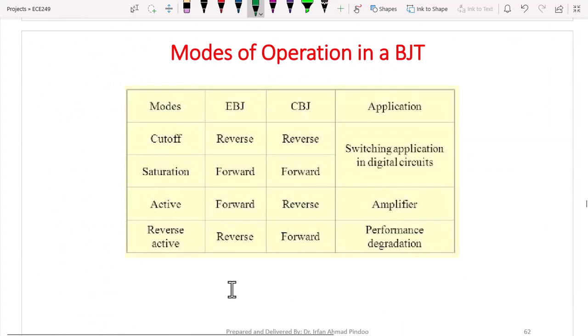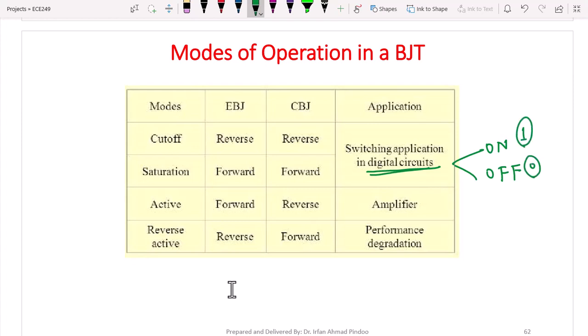Then regarding the modes of operation, you should know that there are two main applications of a transistor, of a BJT. One is that it can act as a switch. Switch means we can use it in digital circuits for on and off. Because in digital it is all about 1 and 0. On means 1, off means 0. So if you want a transistor that acts as a switch, then you have to operate the transistor in these two modes, cutoff and saturation. Cutoff means off mode and saturation means on mode.